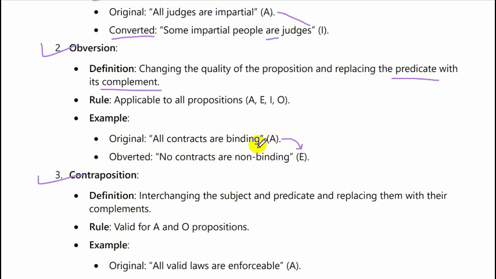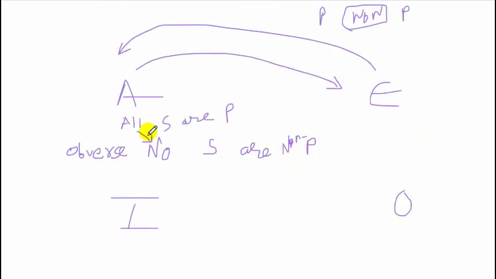So all contracts are binding. So first rule I had mentioned was all will go into E proposition. E starts with no. Contracts are binding will remain like that, and this predicate is to be replaced by its complement. So we have to use non-binding. So no contracts are non-binding. The meaning of both of them is the same. Now let us come back and convert all of them here separately.